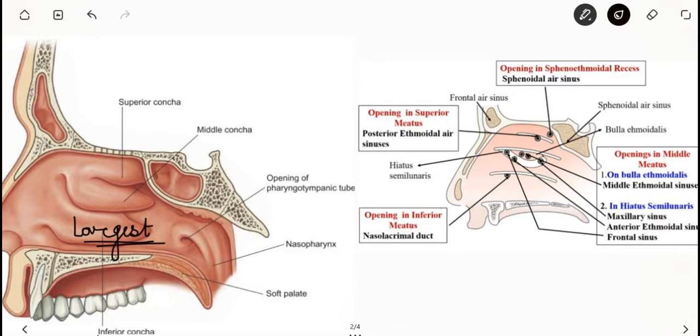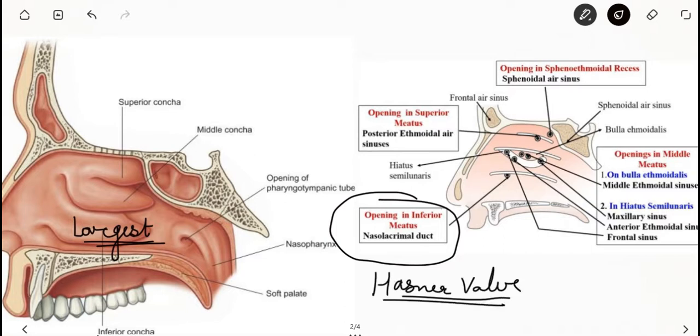Remember for your exam, the nasolacrimal duct opens into it at the junction of the anterior 1/3 and posterior 2/3. The opening is guarded by the lacrimal fold or Hasner valve. Number 1, the inferior meatus is the largest. Number 2, the nasolacrimal duct opens in the inferior meatus. It is guarded by Hasner valve.